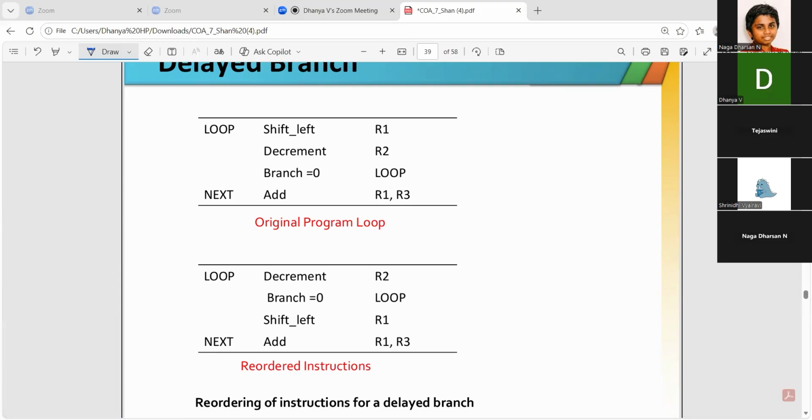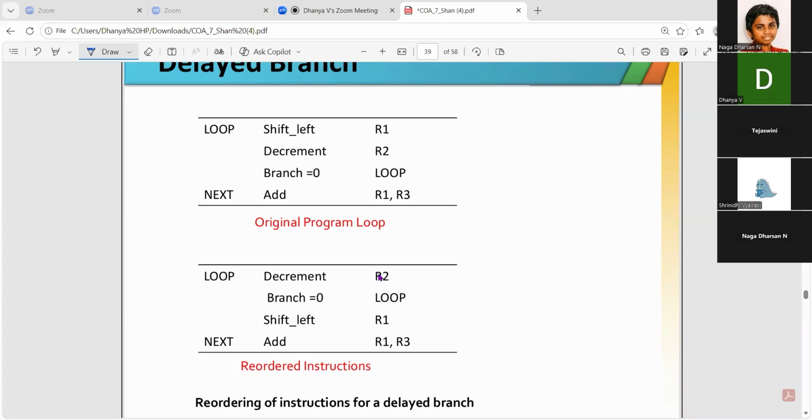So here we are trying to reorder in such a way that there is some instruction that happens after the loop branch. Decrement R2, branch if equal to 0, and then loop. Here there is some waiting period, since it has to depend on R2, and then it either goes to the loop or to the next statement. This third statement is the waiting period, or the delay slot as we call it. But in this example, the waiting period is over here.